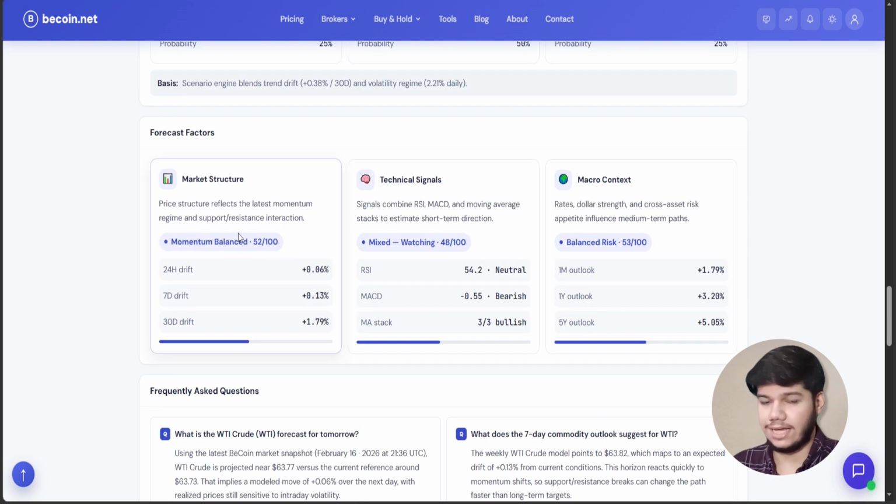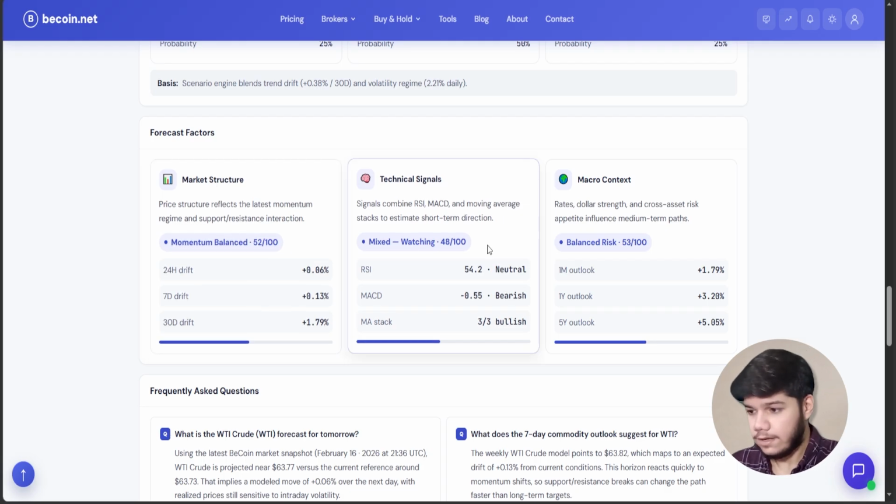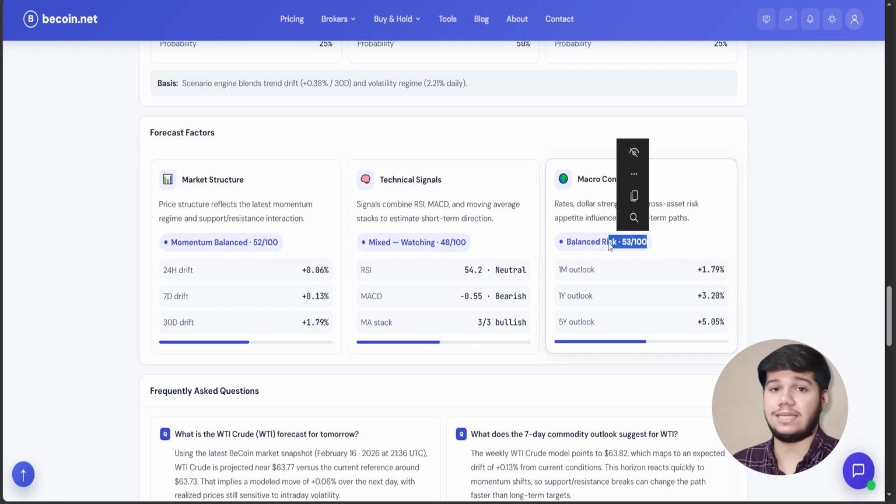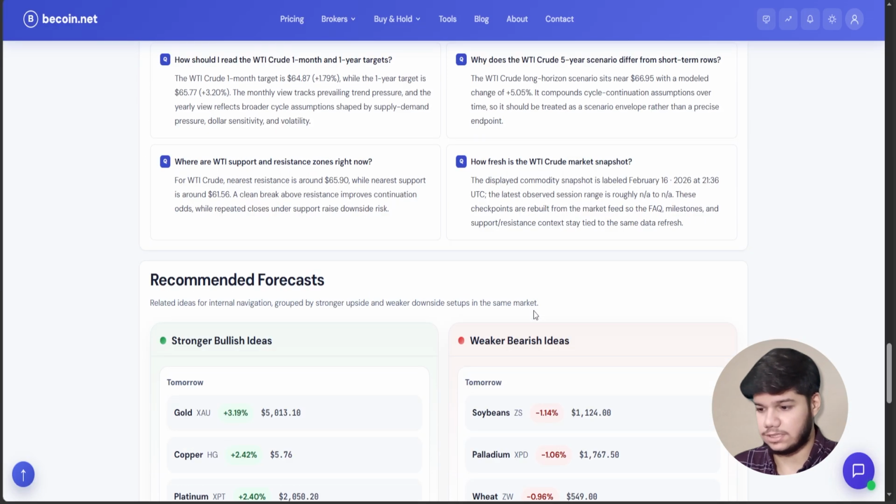Let's talk about the forecast factor. The market structure is 52 out of 100. Technical signals is 48 out of 100. And the macro context is 53 out of 100. Which is again a neutral bias, which could be said as a consolidation or a range bound market, which we have seen in the technical section and the support and resistance levels.